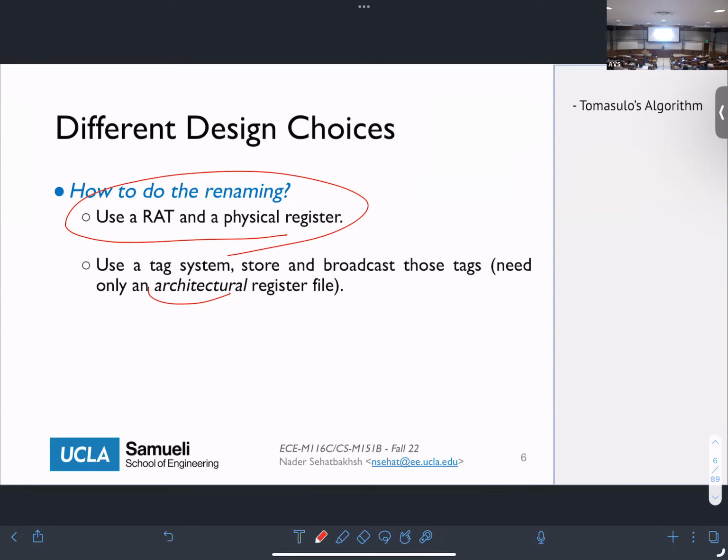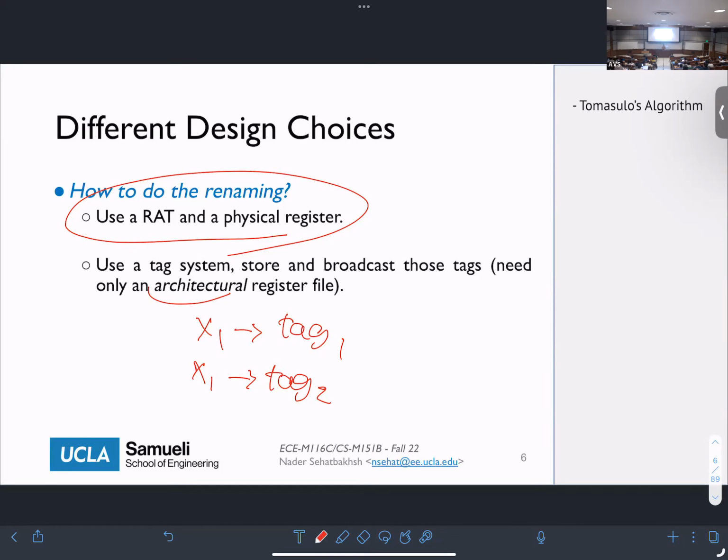All it does is basically saying that, okay, X1, for example, has this tag number 1. The next time I see X1, I assign a new tag to it, T2, and so on and so forth. So basically, instead of using the actual physical register, we use these tags. And the nice thing about these tags is then we can broadcast them, we can get rid of them, we can use them, and so on and so forth.